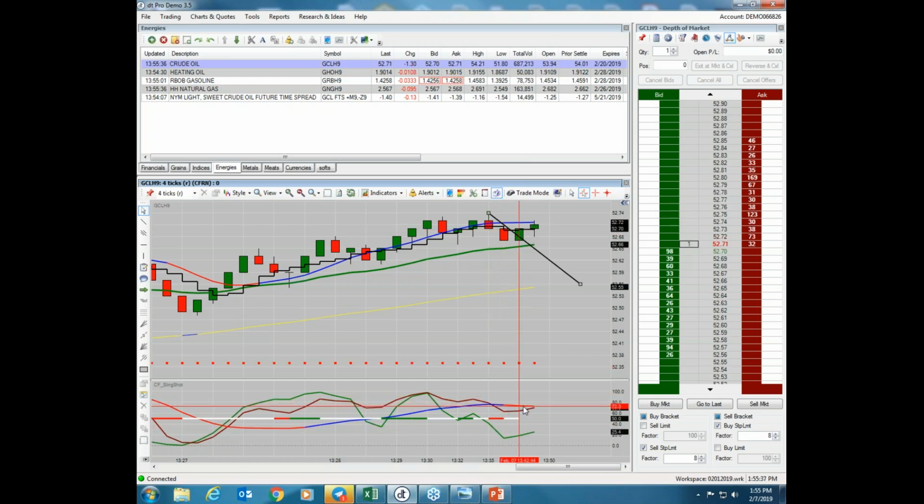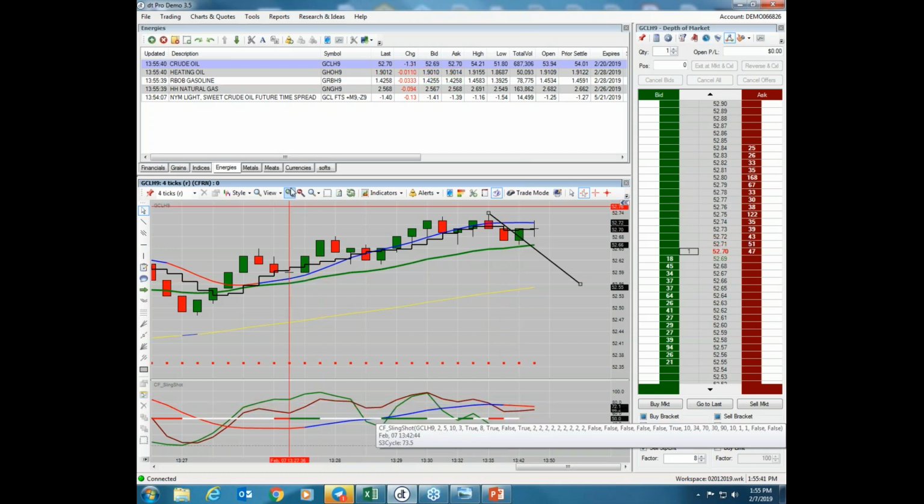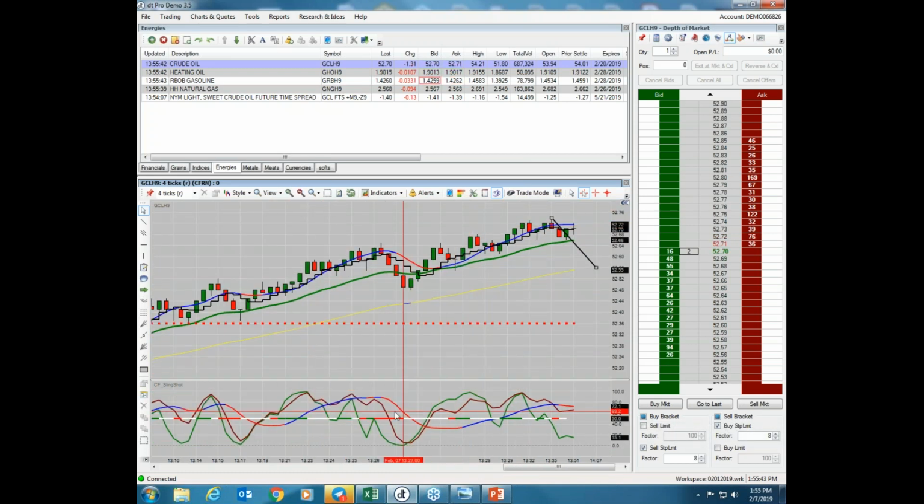But this is a warning flag, and also, this is flat, right? We don't want flat cycles. We also want a cycle that's pitched or sloped.